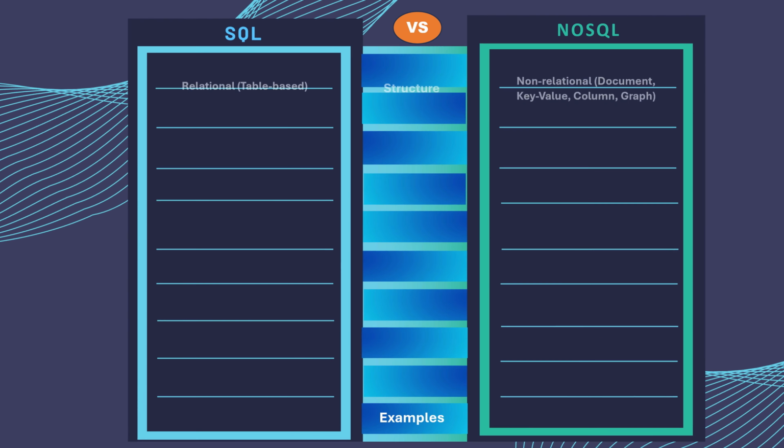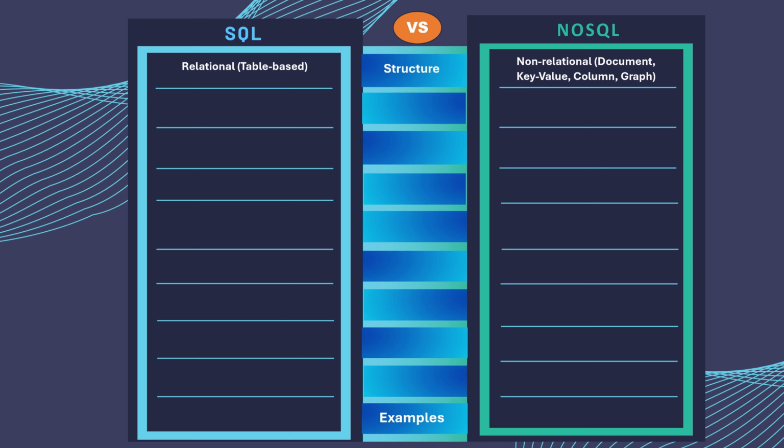First, let's talk about the fundamental difference: structure. SQL databases are relational. Think of a perfectly organized spreadsheet. The data lives in a table with predefined columns and rows. This is called a fixed schema. Before you can add any data, you have to define the table structure, and everything you add must conform to the structure. It's rigid but also very predictable and consistent.